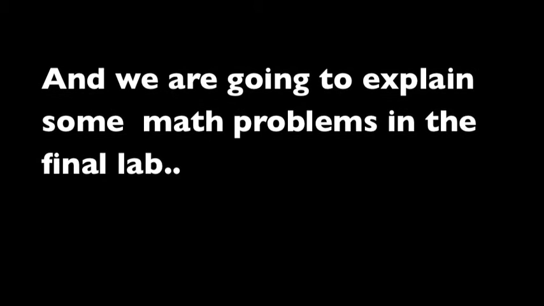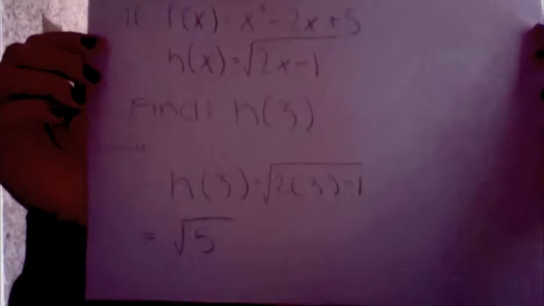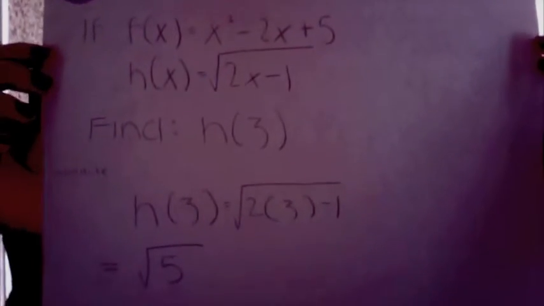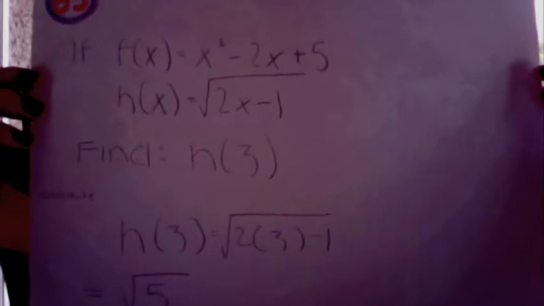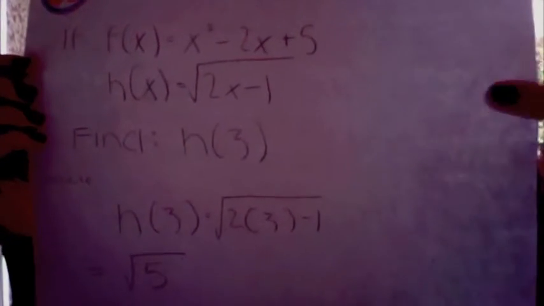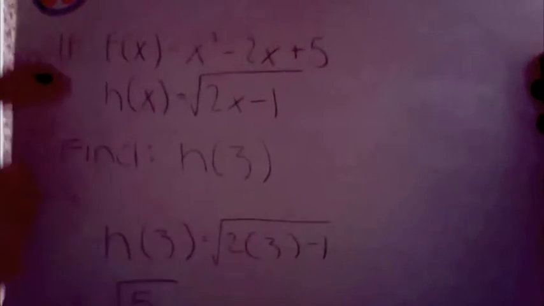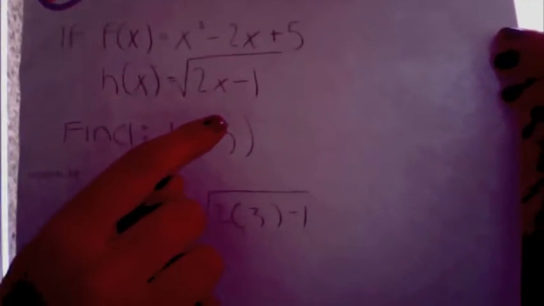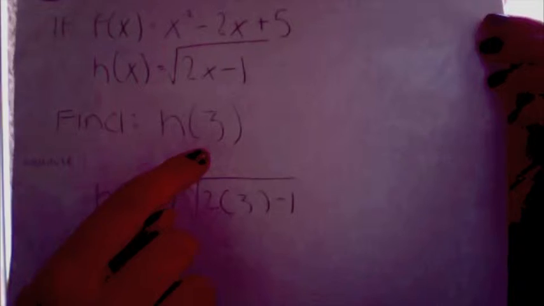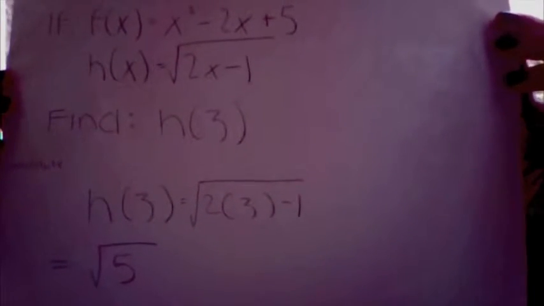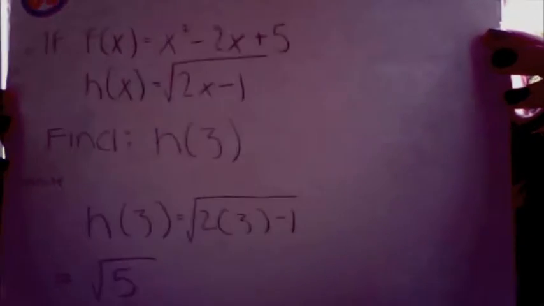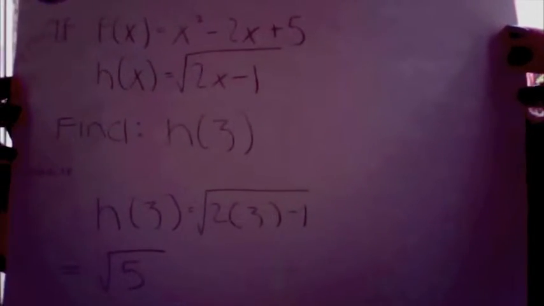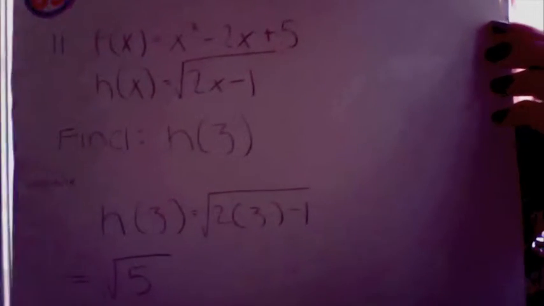And we're going to explain some math problems in the final lab. I'm going to explain problem 83. If f of x equals x squared minus 2x plus 5, and if h of x equals square root of 2x minus 1, find h of 3. h of 3 equals square root of 2 times 3 minus 1, because we substitute 3 for the x. So the answer is square root of 5.